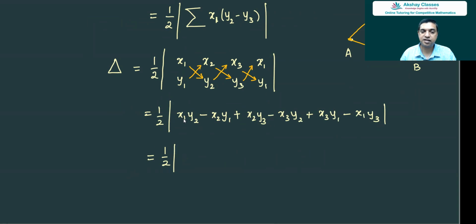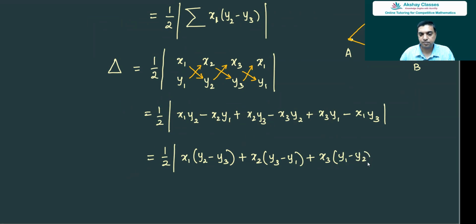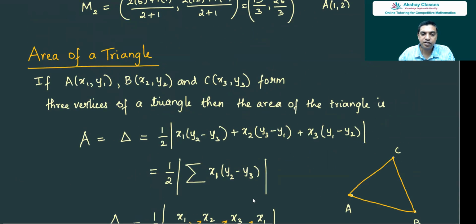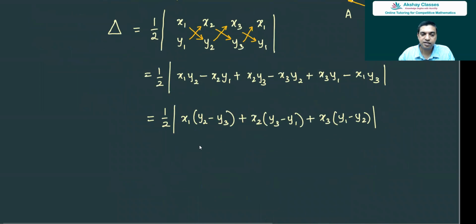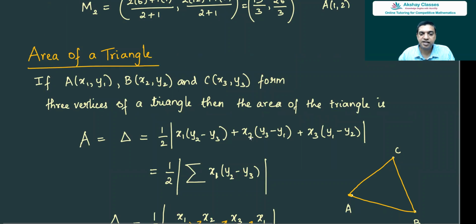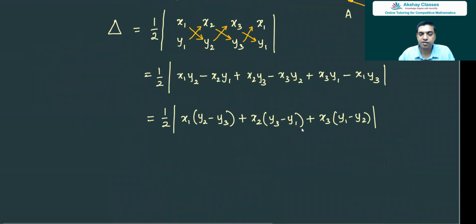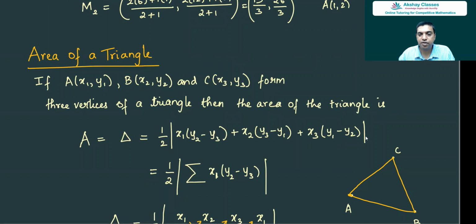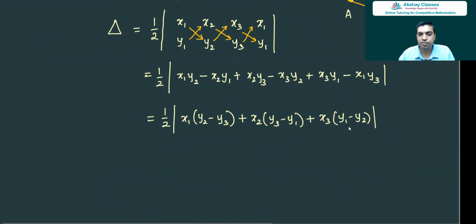Now let us collect terms of x1 and so on. If you collect, this is x1 here and x1 here. Collect x1, take x1 common, you will get y2 minus y3. Then take x2 common, you have y3 minus y1. And then take x3, you get y1 minus y2. So this is same as what we got here: x1 times y2 minus y3, plus x2 times y3 minus y1, plus x3 times y1 minus y2.